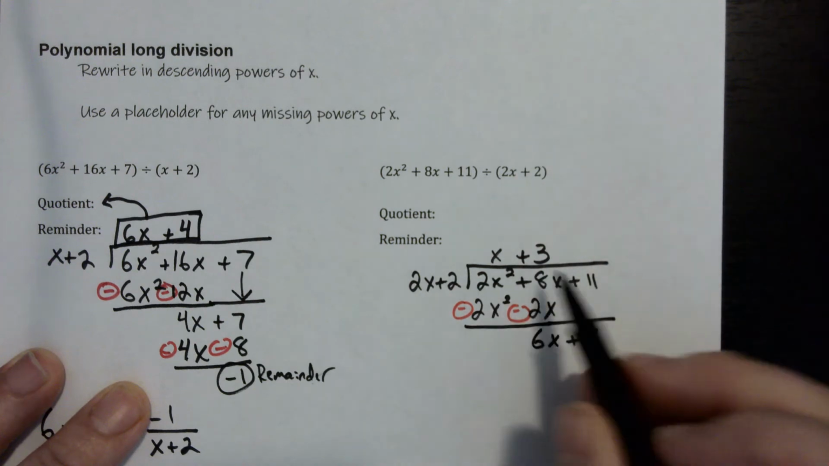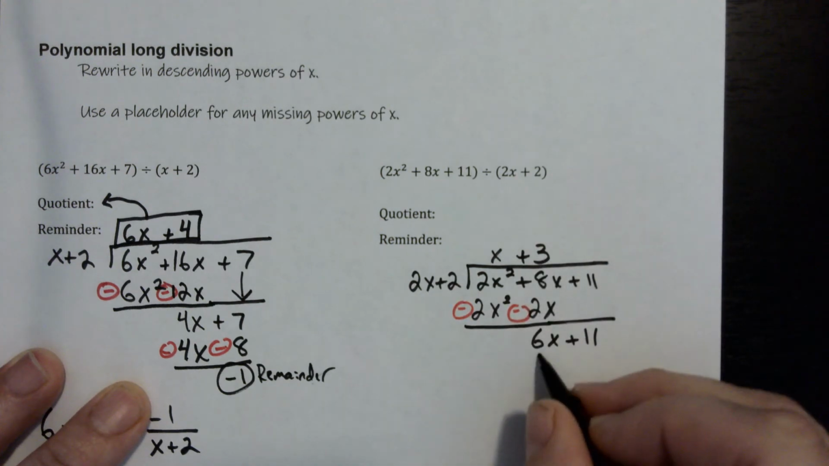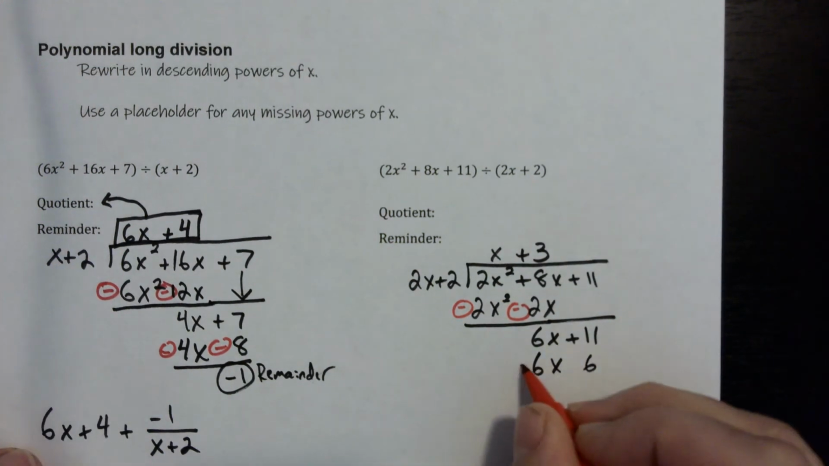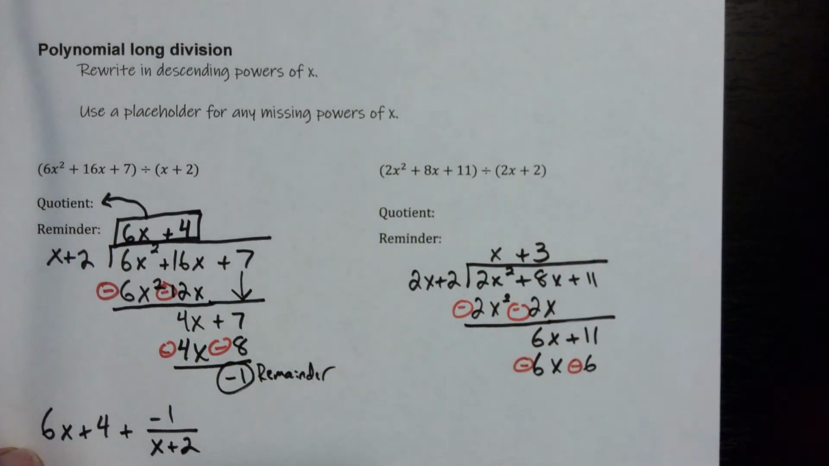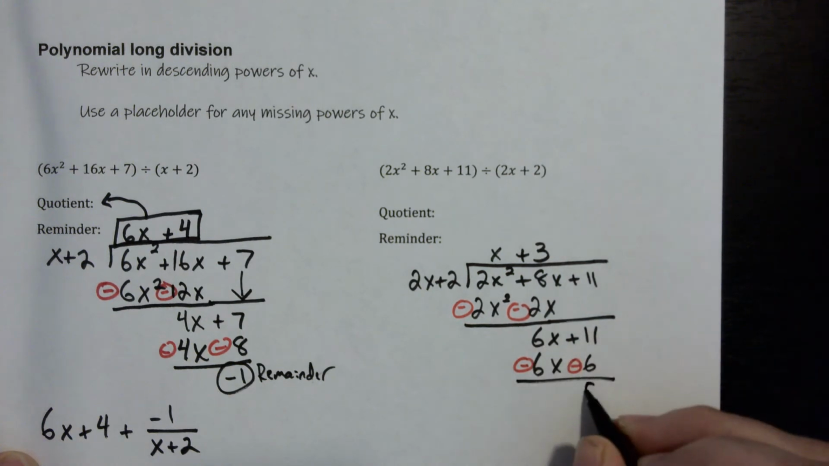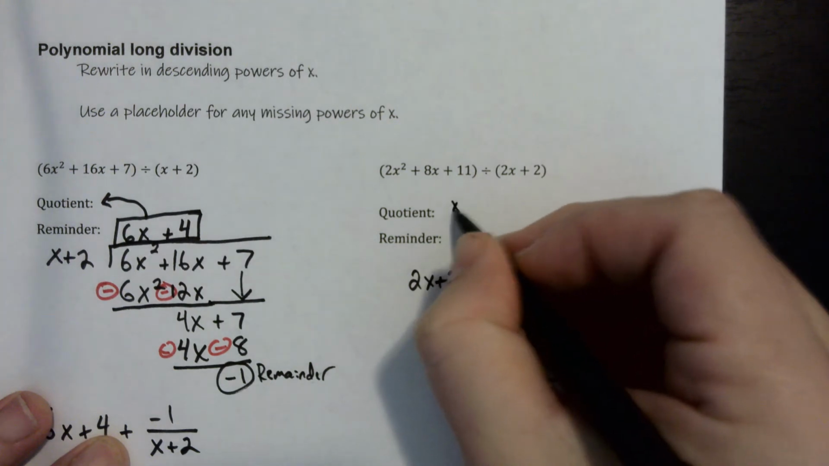Let's multiply it through. So 3 times 2x is 6x, and 3 times 2 is 6. I'm going to change those signs. They're both positive, so I'll make them both negative. And then this goes away, and 11 minus 6 is 5. Okay, so our quotient is x plus 3.